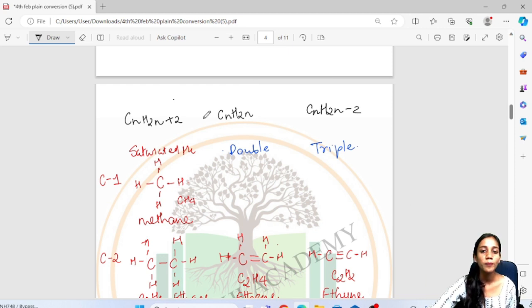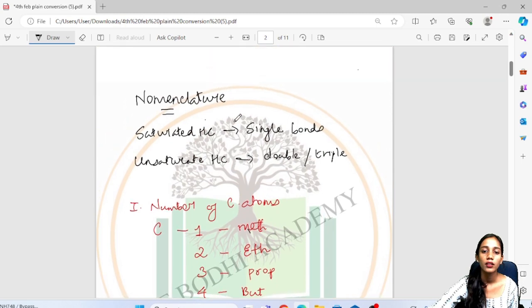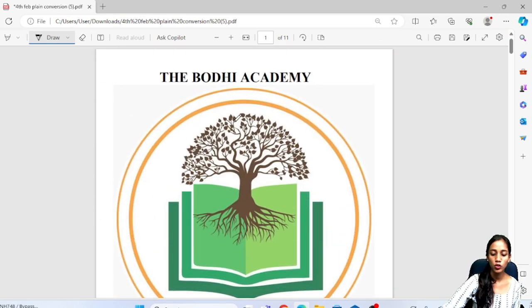Okay, so now in the next video we will be studying the different heteroatoms when they are joined to the carbon hydrocarbons, how they change the properties and how the naming also changes. They are called functional groups.